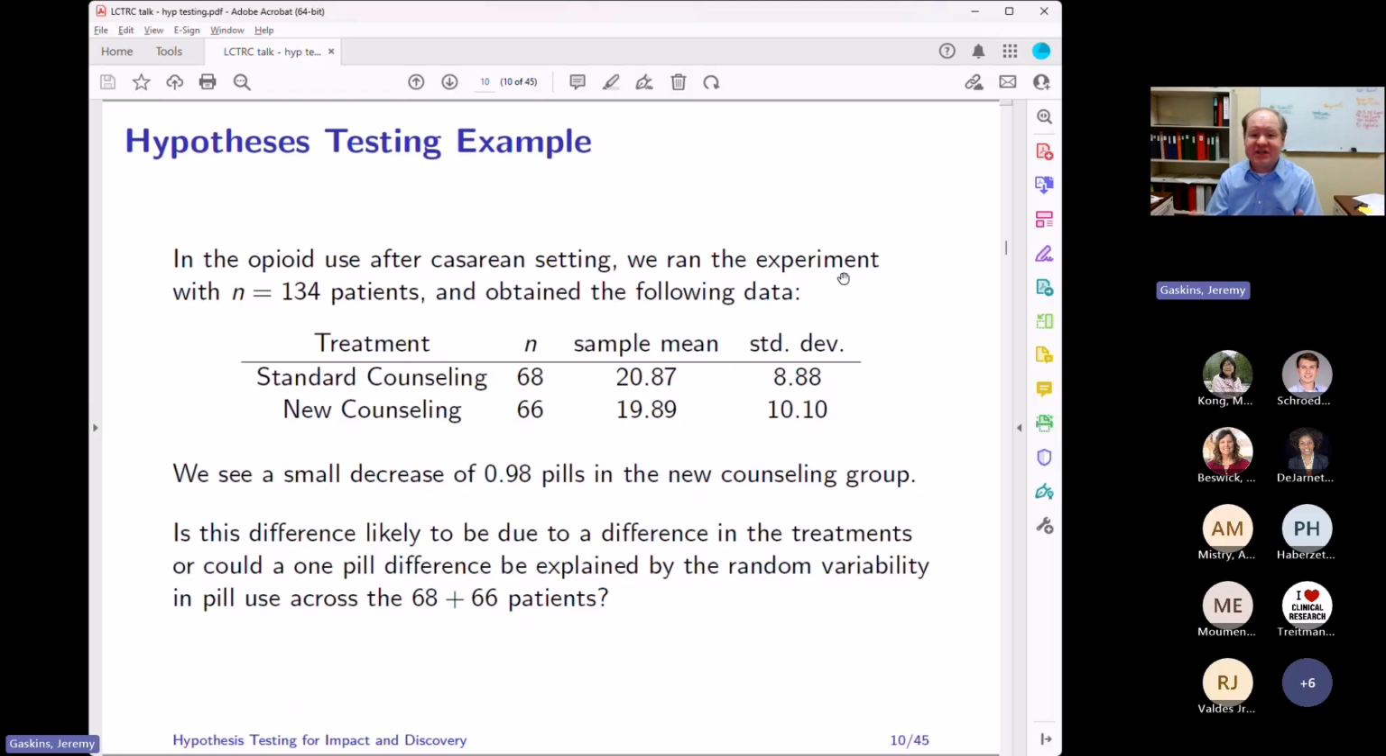So, what do we see in this experiment? We saw a small decrease, basically 0.98 pills fewer. Patients in the new counseling group used 0.98 pills fewer on average than the standard. So we should ask ourselves, we saw a treatment effect, 0.98 pills. Is this likely to be due to differences in the treatment, or could this one pill drop be explained by the random variability in pill use across our 134 patients? That's mathematically the question our hypothesis test is trying to ask.